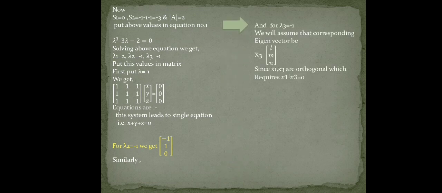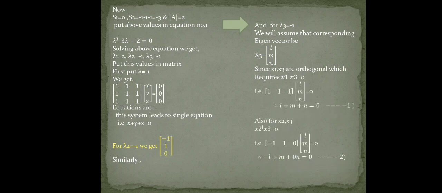Similarly, for lambda 3 also, we assume that the eigenvector x3 will be LMN. Since x1 and x3 are orthogonal, which requires x1 dash x3 equals 0, that is 1, 1, 1 into LMN equals 0. So we get L plus M plus N equals 0. Consider this as equation number 1. Also, for x2 dash into x3, we get minus 1, 1, 0 into LMN, and this equation is minus L plus M plus 0N equals 0. So finally, by solving the equations, we get the eigenvector x3 as 1, 1 and minus 2.